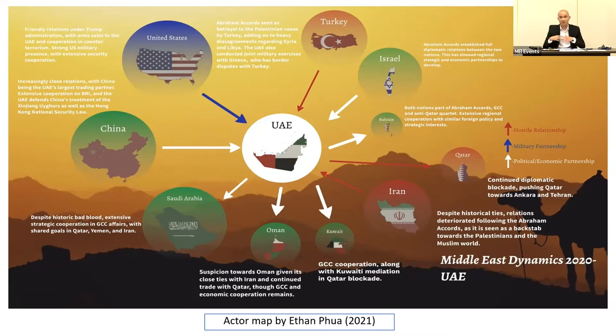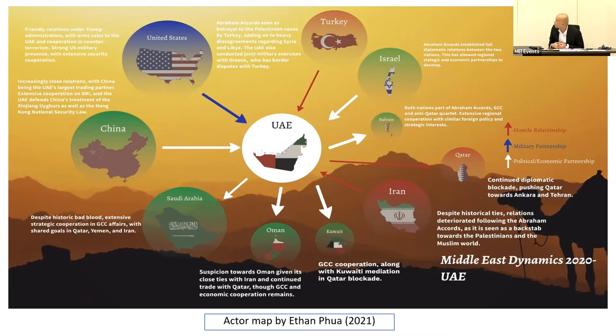And in this case, of course, you see that this is just one part of all his actor maps, really. So in this case, the focus is on the UAE and the different relationships that the UAE has with external powers, but also with neighboring Gulf states. Now, if you look at the screen, you can see that this is the 2020 actor map, which means it occurred before the reconciliation summit.